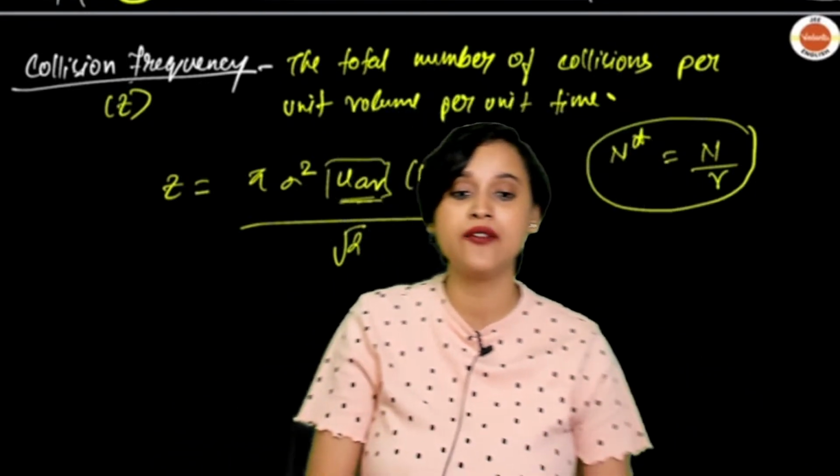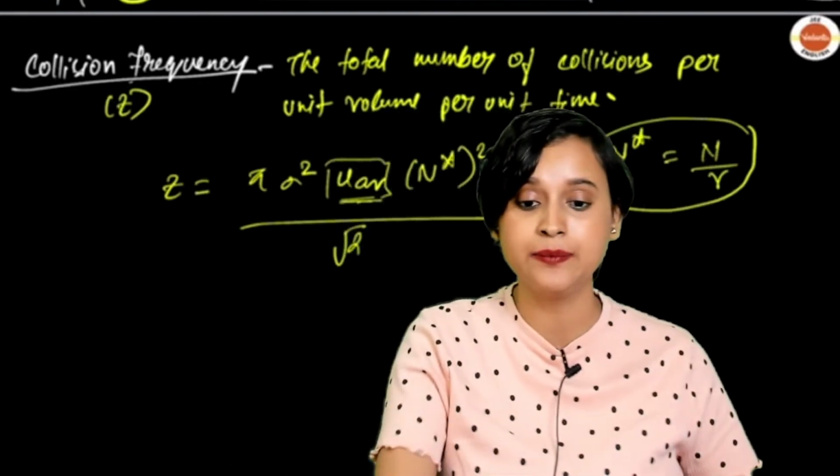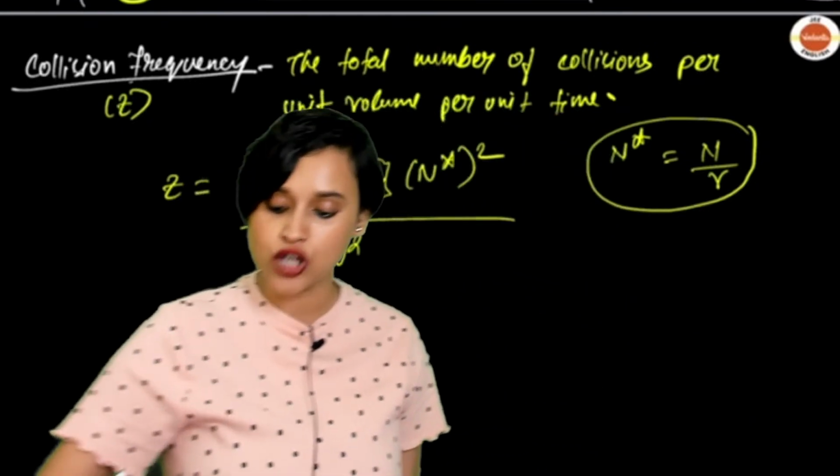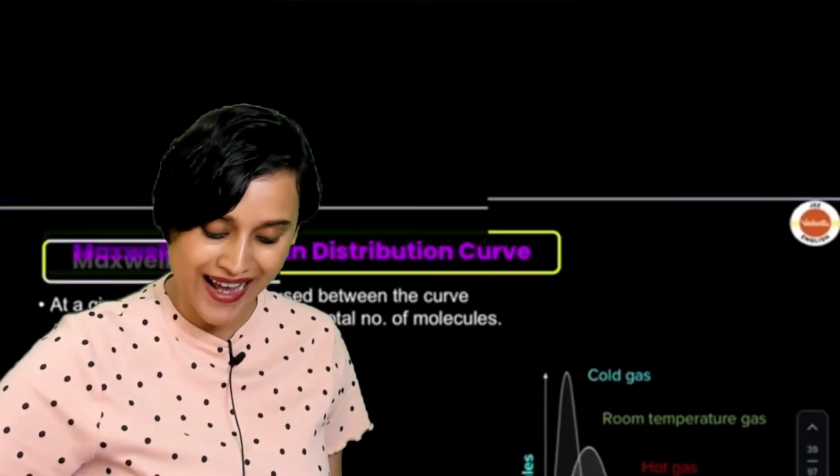After that, what do you have? You have something called Maxwell's distribution. Now let's jump to Maxwell's distribution, everybody. Maxwell's distribution curve.